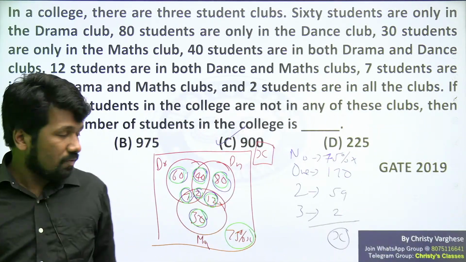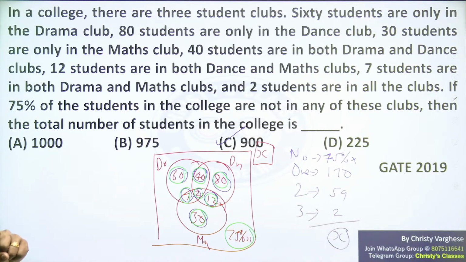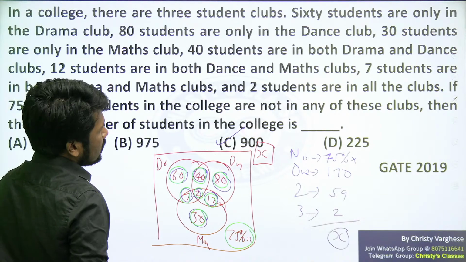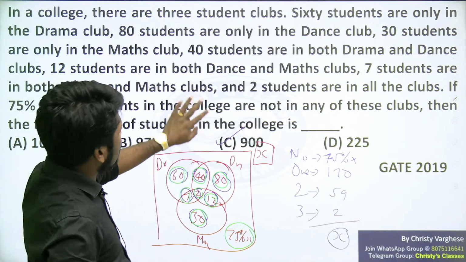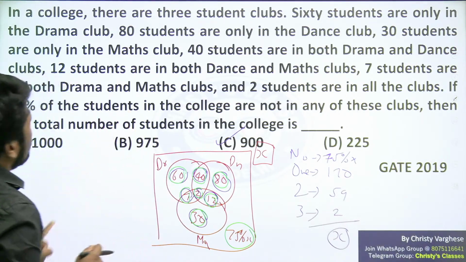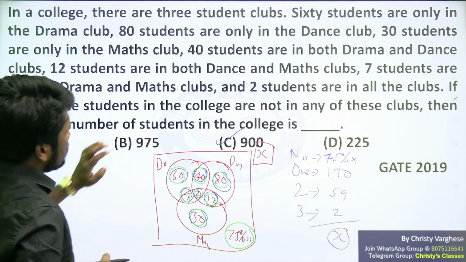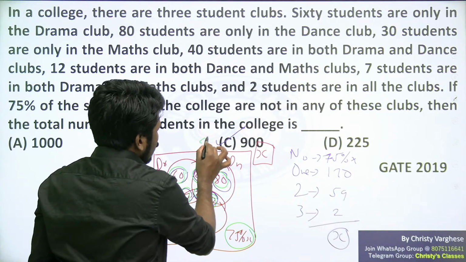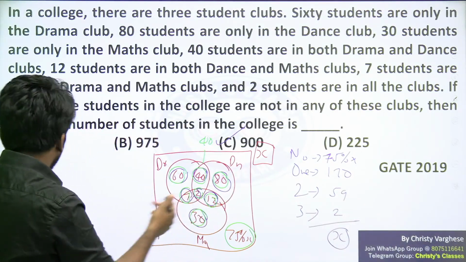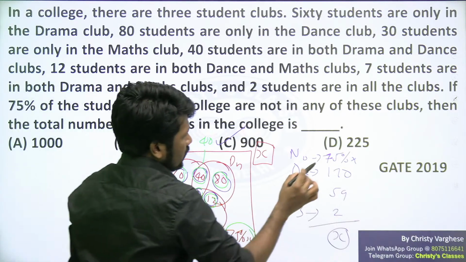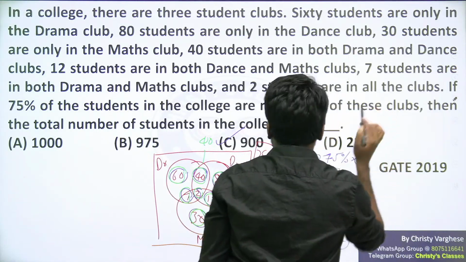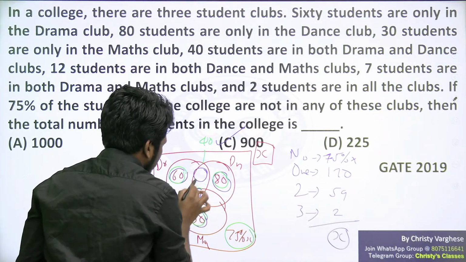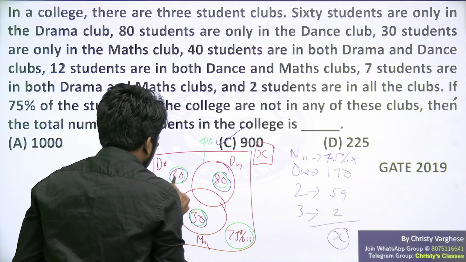Sorry, unlike the previous question, where it was clear as they were telling the rest is this part, here this is the ambiguity that can be created in some questions. 40 students are in both drama and dance means this total is 40. Otherwise you will not reach the final value. So there is a correction. Listen carefully. This is not 40, this is not 7, this is not 12.